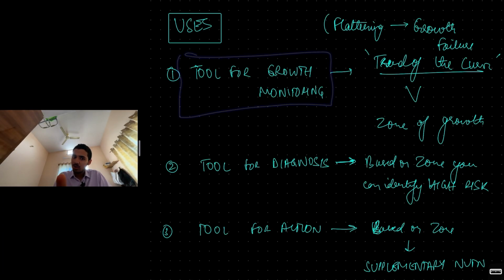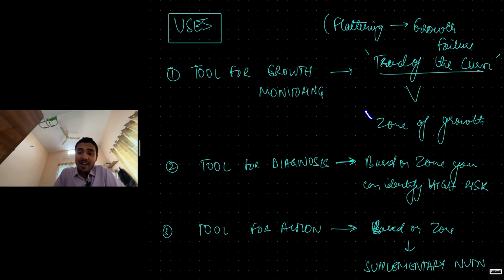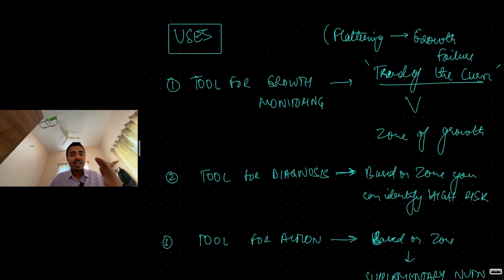And in growth monitoring, what's important is not where the child is currently. It is not important if the child is currently in yellow zone, currently in green zone. It is important how the child is progressing. The trend of the curve is important. Flattening curve indicates that there is growth failure or decreasing curve, malnutrition.